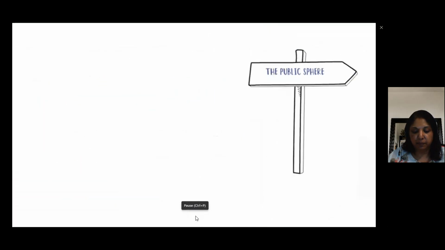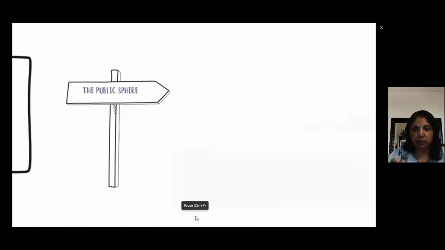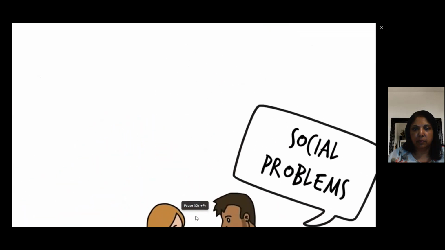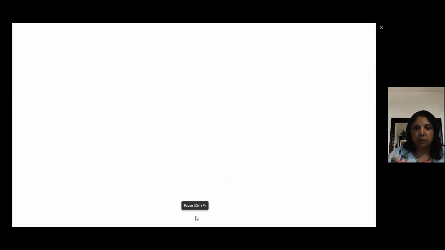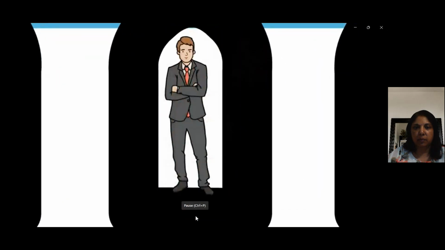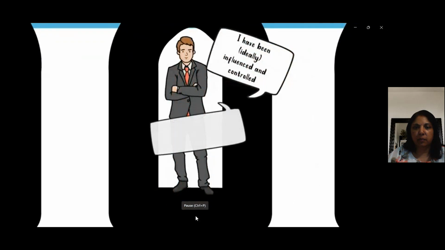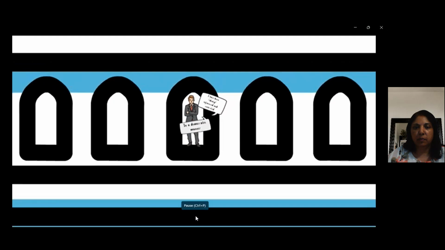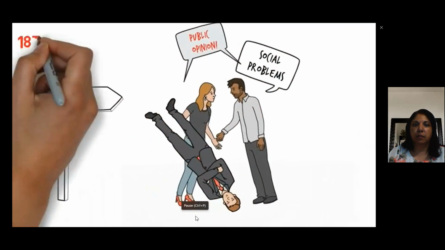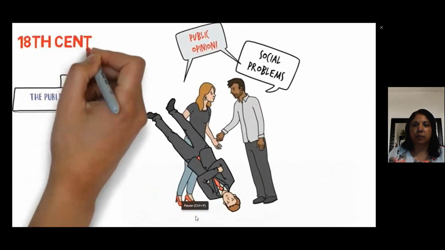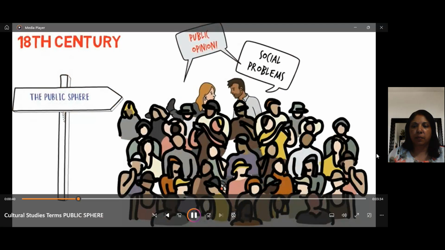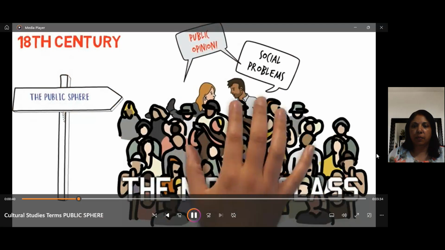The public sphere is an area in social life where individuals can come together to freely discuss social problems and form public opinions. Public opinions thus formed would ideally influence and control the authority of the state in a democratic manner. The formation of the public sphere and public opinions dates back to the 18th century with the rise of the middle class, when the word public began to develop the common citizens.